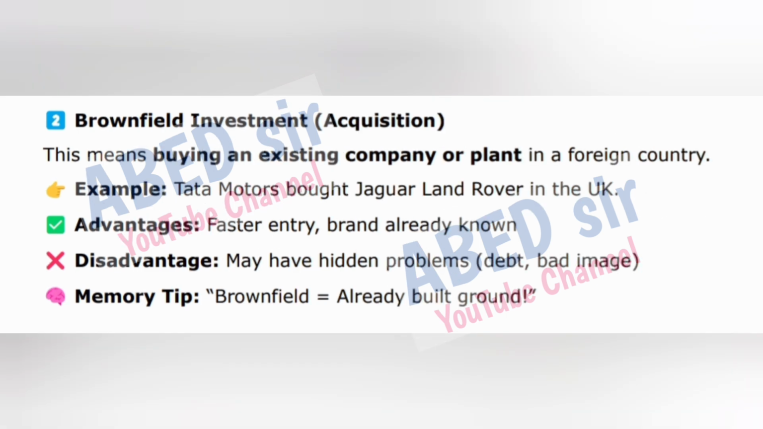2. Brownfield investment, acquisition. This means buying an existing company or plant in a foreign country. Example, Tata Motors bought Jaguar Land Rover in the UK. Advantages: faster entry, brand already known. Disadvantage: may have hidden problems, debt, bad image. Memory tip: brownfield is equal to already built ground.